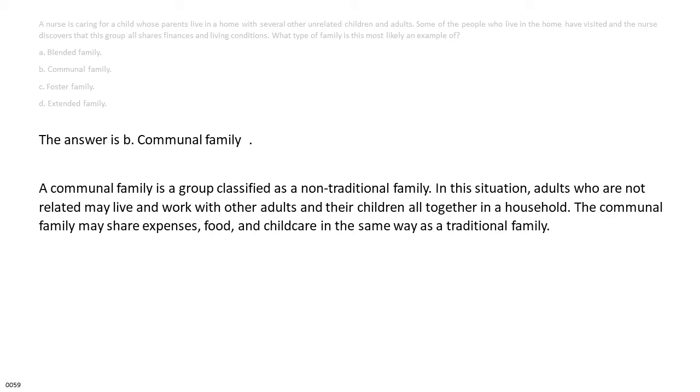A communal family is a group classified as a non-traditional family. In this situation, adults who are not related may live and work with other adults and their children all together in a household. The communal family may share expenses, food, and childcare in the same way as a traditional family.